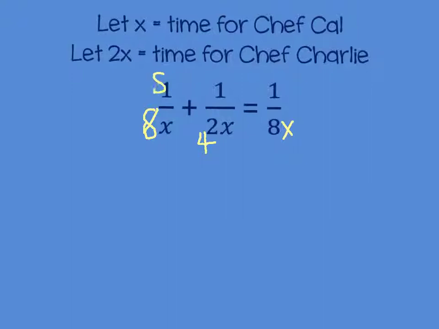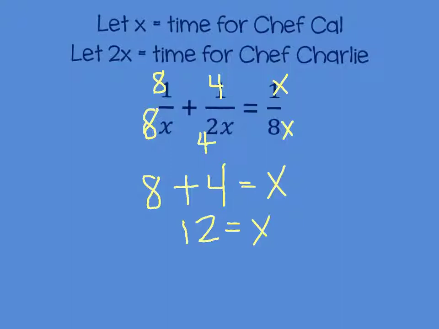So the top we multiply by 8 here, the top we multiply by 4 here, and the top we multiply by x here. So if we rewrite our equation just with the numerators, we have 8 plus 4 is equal to x. So 12 is equal to x. So it would take 12 minutes for Chef Casey to make a dozen cupcakes, and it would take Chef Charlie 24 minutes to make a dozen cupcakes.